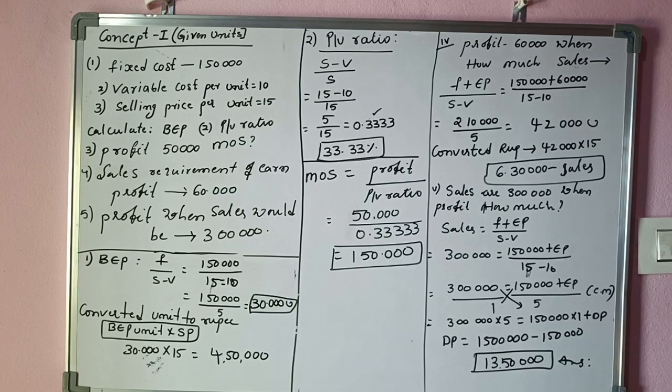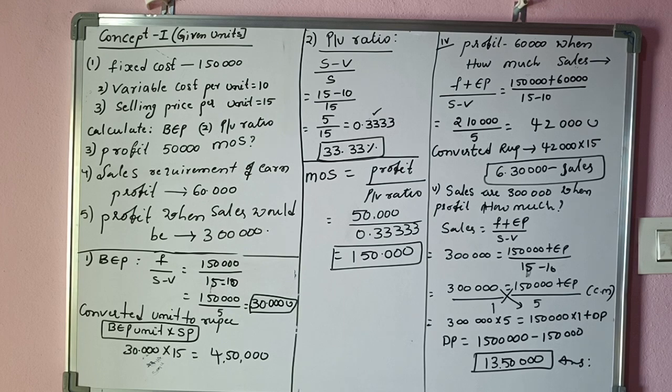The break even point formula is F by S minus V. Why are we using F by S minus V? Because the question is given unit-wise. Using this formula, 1,50,000 by 15 minus 10, so we get 30,000 units. Then convert to break even point value: break even point units 30,000 and selling price 15 rupees, so 4,50,000 total.